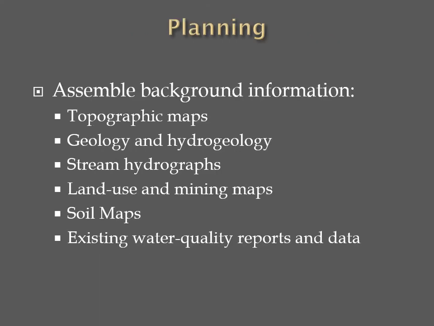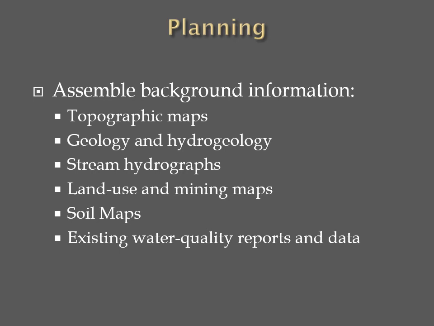So when we start considering a sampling event, we need to make sure that we have clear background information. That includes mapping, geologic and hydrogeologic information. We want to know about stream hydrographs, so how does that stream respond to rainfall, so that we can plan our sampling and not end up in a dangerous flooding situation, for example.